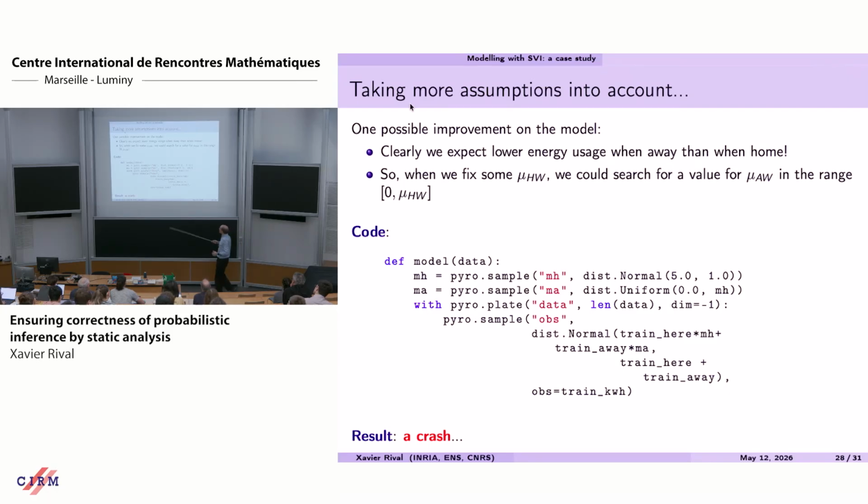So what I've done here is first I just did a sample to get the energy I consume on a given day when I'm here. That's something I sampled from a normal distribution. Then I said, okay, when I'm away, I'm going to use some amount between 0 and what I use when I'm here. So I'm just going to use a uniform distribution between 0 and the result of the first draw, okay? And then everything else in the model is the same as before.